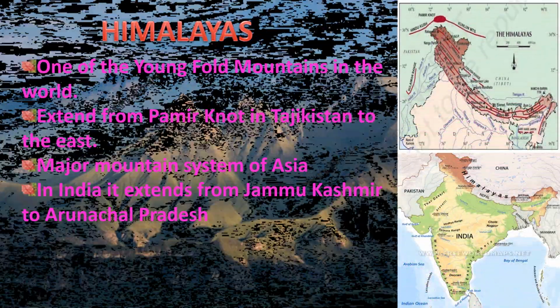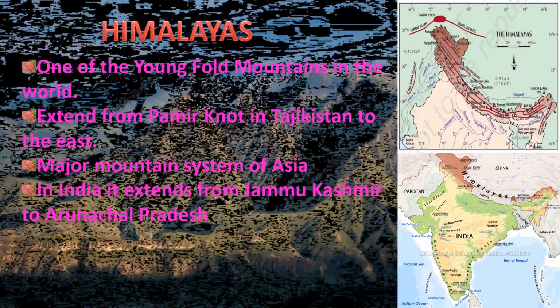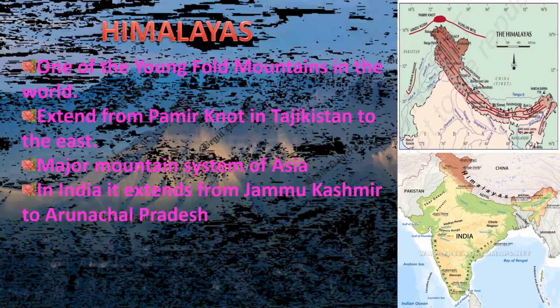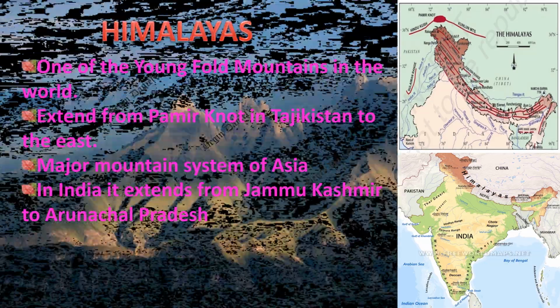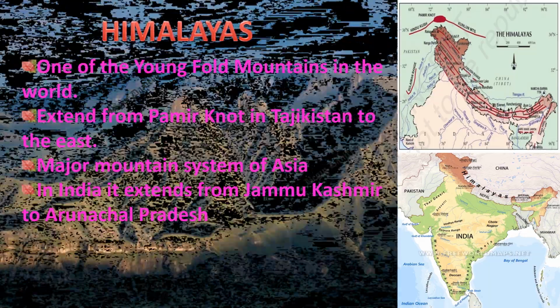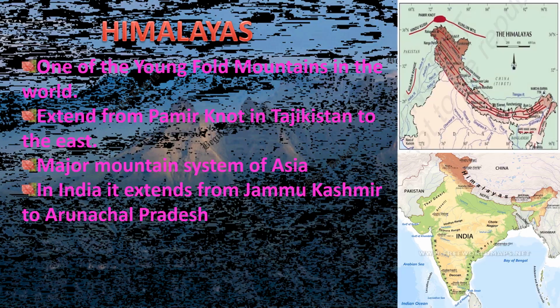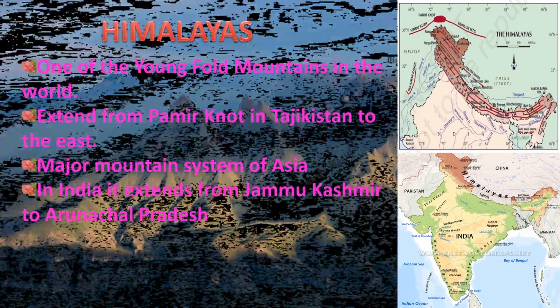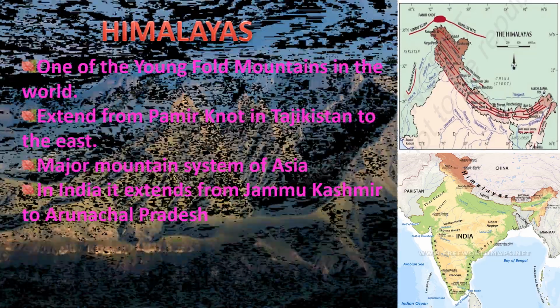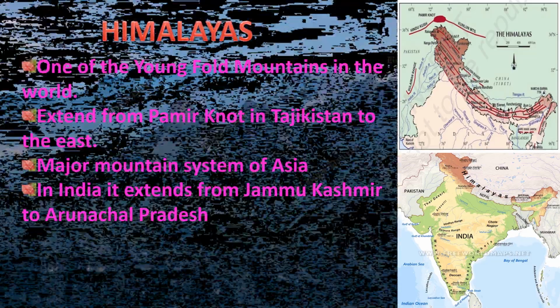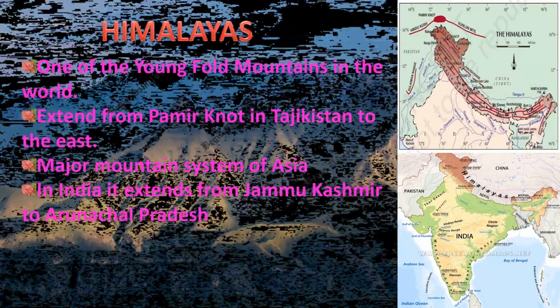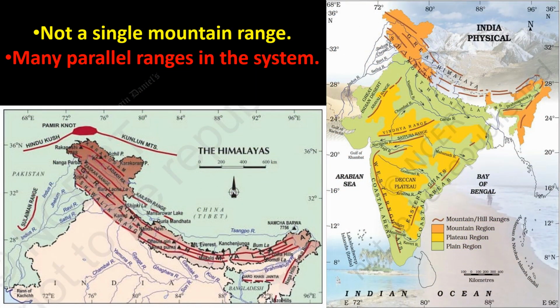The first physical division, that is located in the northernmost part of our country, is the Himalayas. One of the young-fold mountains in the world. It extends from Pamir Knot in Tajikistan to the east, a major mountain system of Asia. In India, it extends from Jammu Kashmir to Arunachal Pradesh. This Himalayan mountain is not a single mountain range. Many parallel ranges are there in this Himalayan mountain.